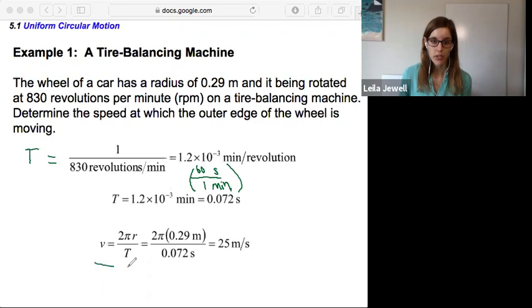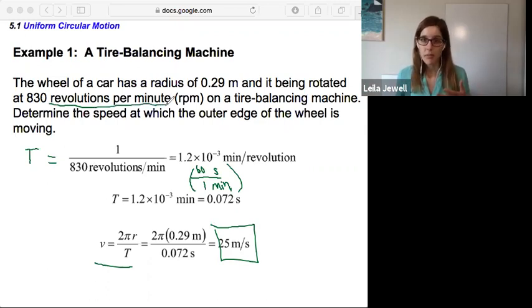And then we can plug into our equation for velocity, 2 pi r over T. We have 2 pi times the radius, 0.29 meters, divided by our period, 0.072 seconds. And it comes out to 25 meters per second. That's pretty fast. And we were able to solve it. It wasn't a particularly challenging or intense calculation in terms of math and algebra. The main challenge is figuring out this RPM, how that relates to the period. Is that a frequency? Is that something else? So once we're able to relate that to the period, then the rest of it goes pretty smoothly. So this introduces uniform circular motion.